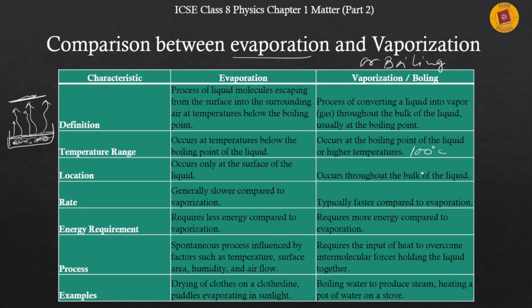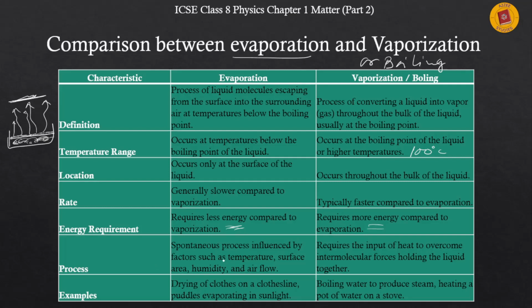Vaporization occurs throughout the bulk of the liquid. Whenever we are boiling anything, the change from liquid to gaseous state occurs throughout the liquid. The rate of evaporation is slow. You will see that when we dry clothes, the drying takes a lot of time, but boiling is very fast. Energy requirement: evaporation requires less energy compared to vaporization, which requires more energy because we have to provide heat externally. But evaporation occurs at room temperature, so the energy requirement is less.